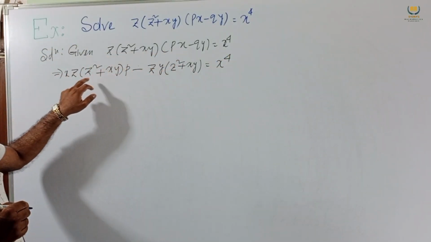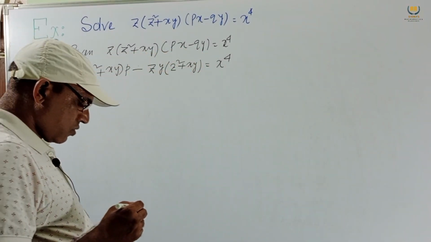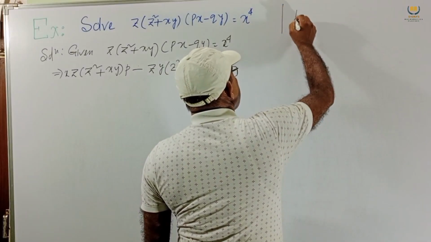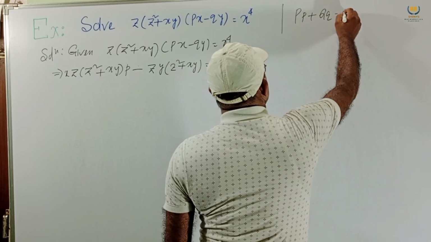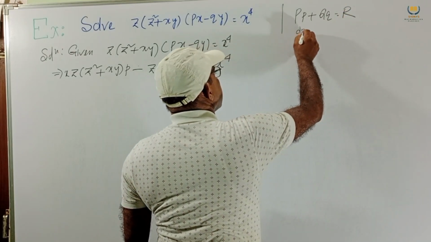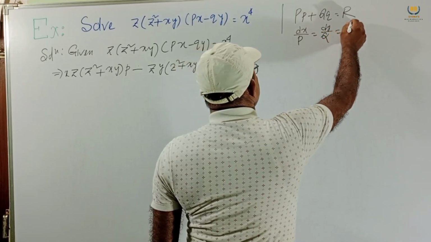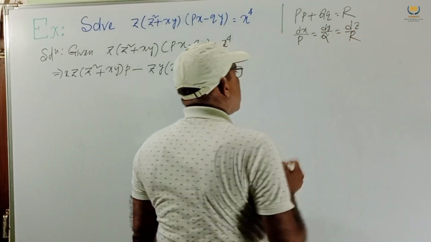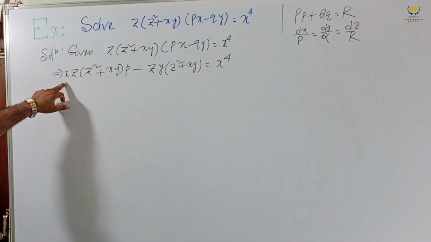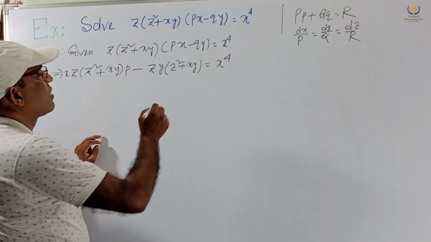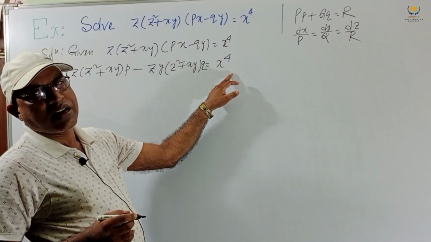Z into x and this one, and z into y into this. So I recall the formula. If we have this type of equation, small p, small q equal to r, then the auxiliary equations are dx by capital P, dy by capital Q, dz by capital R. So here this whole is capital P, this one is small p. This whole is capital Q, this one is small q, and this one R.